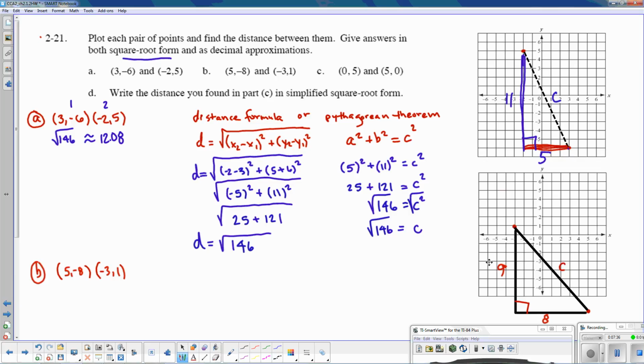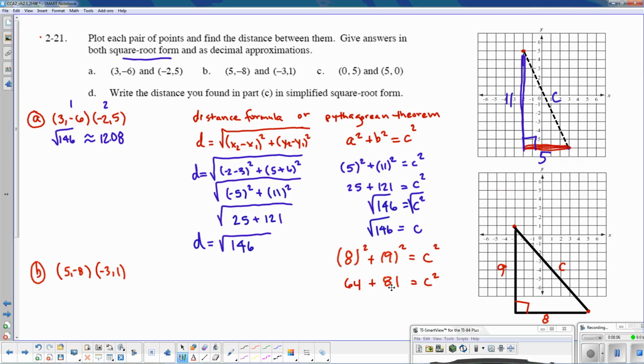So you could call that C if you're going to do the Pythagorean theorem. I would say 8 squared plus 9 squared should equal C squared. Oops, jumping the gun there, it's not 7. 8 squared is going to be 64. 9 squared is 81, so I have 64 plus 81 equals C squared.